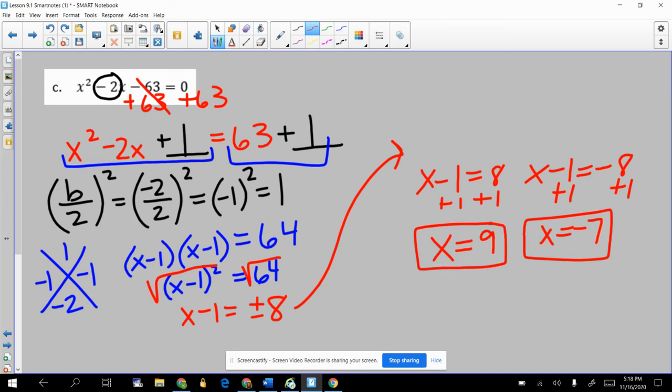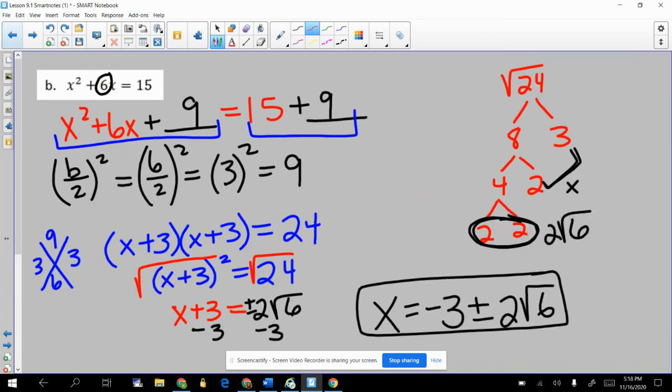So if it's nice where the radical breaks down, where it's a perfect square, then you're going to get your 2 solutions and write them separately. If it's like the earlier one where the radical, you have to break it down, and it's not a perfect square, then you're going to write it all as 1 with the plus or minus.